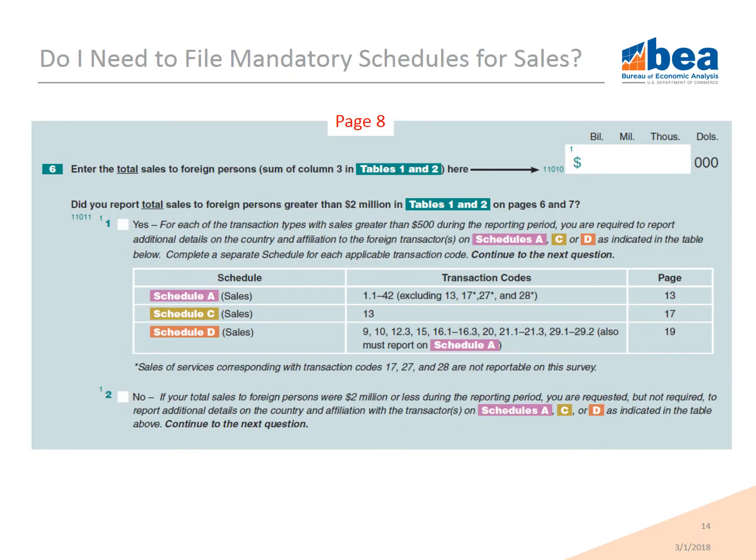In question 6 on page 8 of the survey, enter the U.S. reporter's total sales to foreign persons as reported in Tables 1 and 2. If total combined sales to foreign persons exceeded $2 million, then for each transaction type with sales greater than $500, you are required to report additional details on the country and affiliation to the foreign transactor on Schedules A and/or C, and complete Schedule D of the survey as indicated in the table shown. If total combined sales to foreign persons did not exceed $2 million, you are requested, but not required, to report the additional details on the schedules.